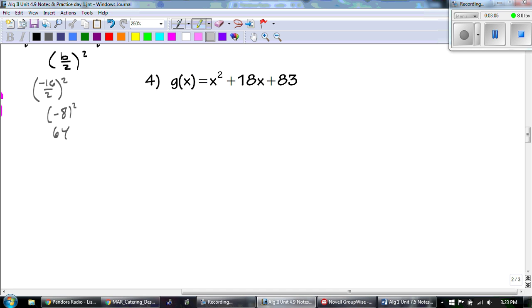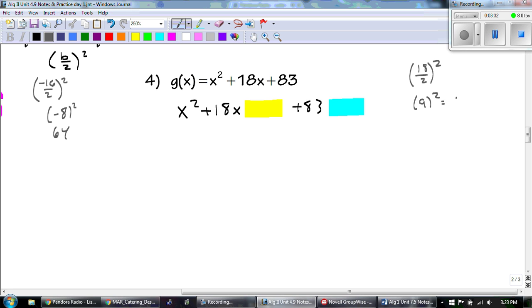All right, number 4. So the first thing that we do is give ourselves some space. We have plus 83, and then we have what's in the back. So we take that 18 divided by 2 and we square it, which is 9 and 9 squared, 81. Okay? So we add 81 and then we subtract 81.